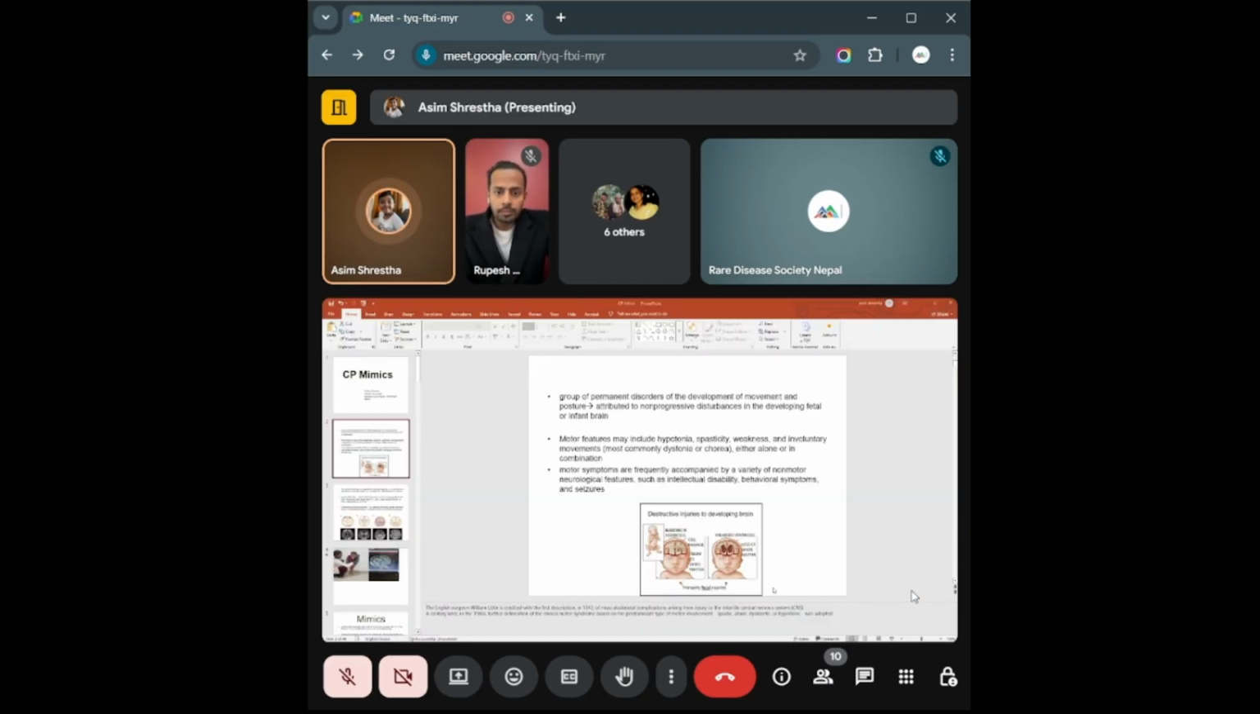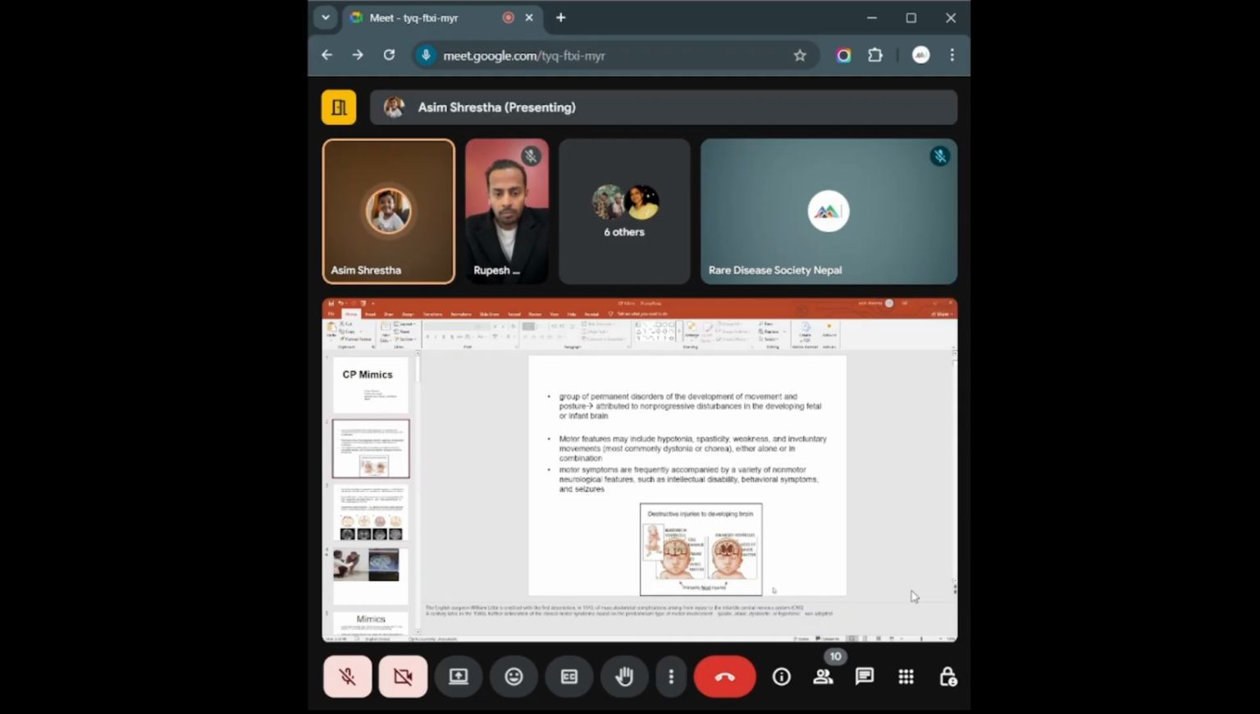The motor features that are present in cerebral palsy include hypotonia, spasticity, weakness, and involuntary movements like dystonias and chorea that may occur either alone or in combination. Usually they occur in combination. Spasticity goes hand in hand with dystonia, and the other way around. The three predominant motor symptoms in cerebral palsy are spasticity, dystonia, and ataxia. We'll discuss that in successive PowerPoints as well.